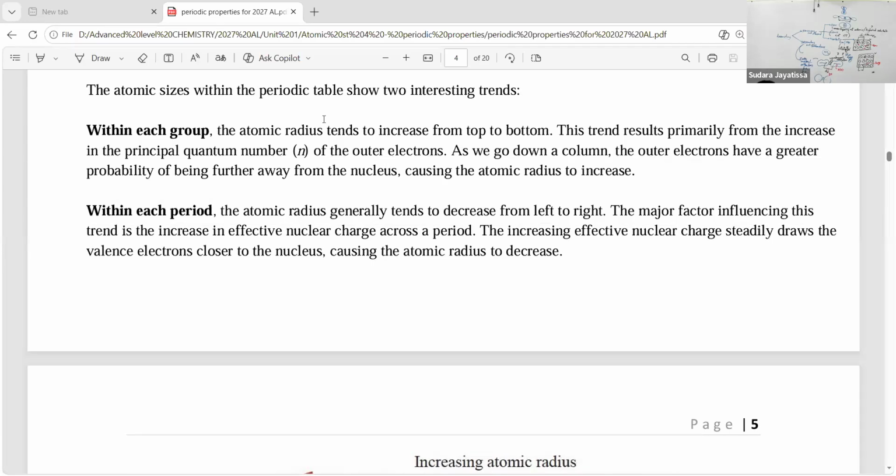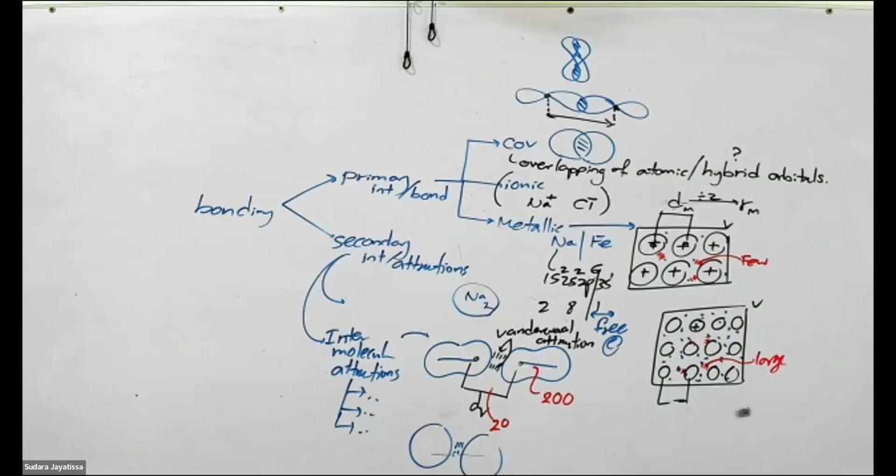Okay. So now how do we explain that one? Down the group, the radius variation is explained by the number of shells. Remember that word, number of shells. Across the period, variation is explained by Zeff. Shall we write that short version also? Net effective nuclear charge is termed as Zeff.